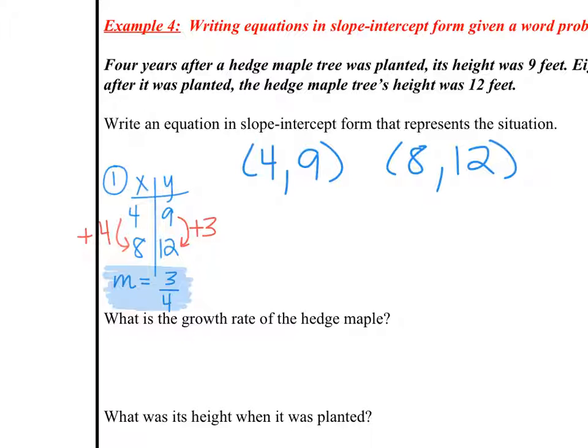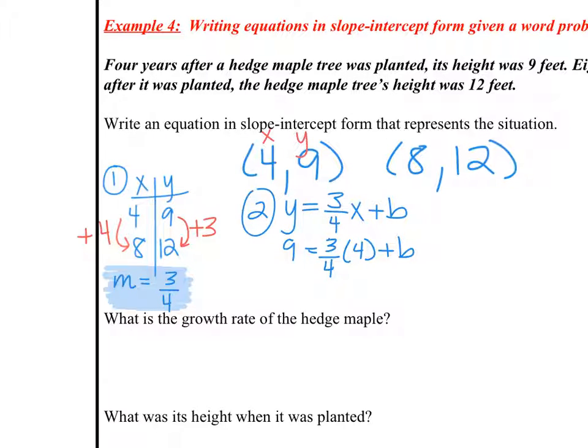Step 2, find the y-intercept. Choose a point. It doesn't matter what you choose. I'm going to choose 4, 9. So then 9 is y, and x is 4. Okay, there's nothing to be afraid of here.